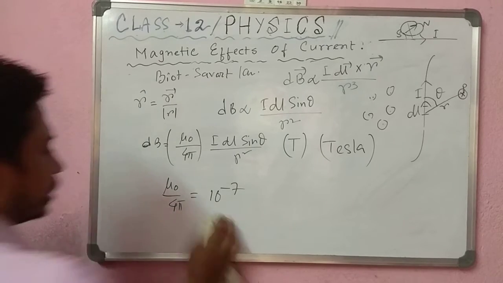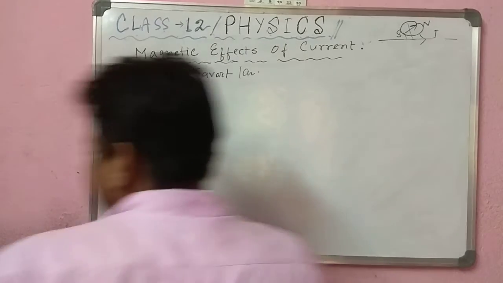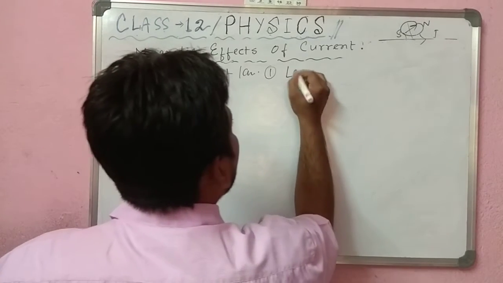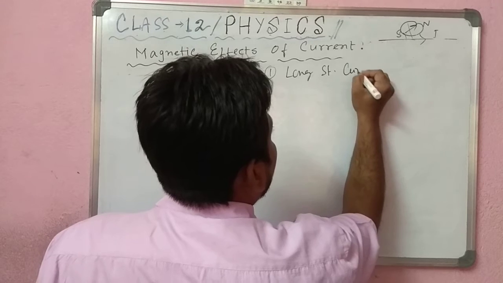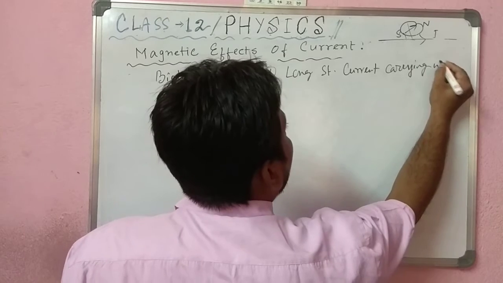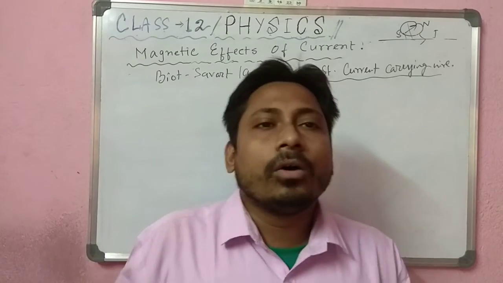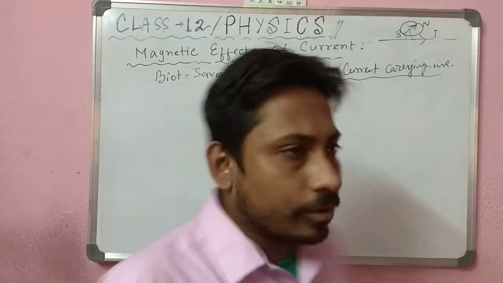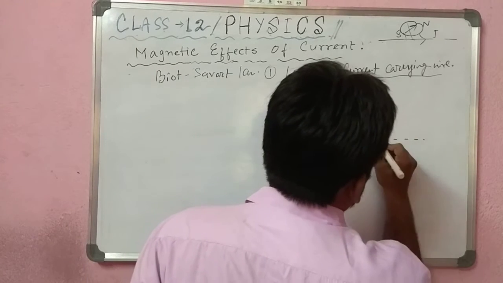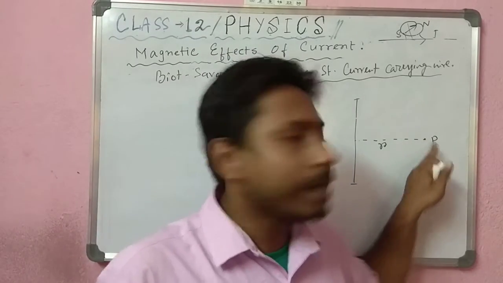So our first application is for a long straight current carrying wire. Number one, long straight current carrying wire, and find the magnetic field due to a long straight current carrying wire. Students, first of all, we're going to take a finite wire, okay. So think this is a finite wire, and you have to find out at distance r. This is the point P. You have to find out the magnetic field at point P, distance r.